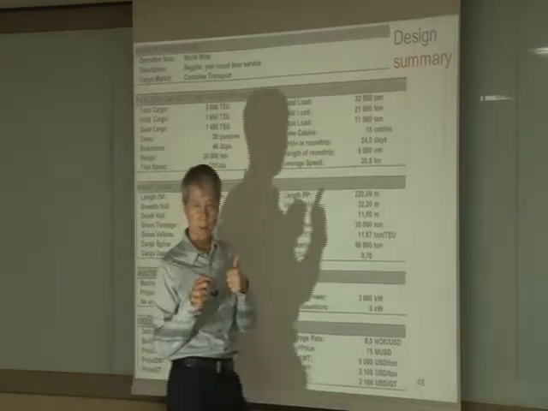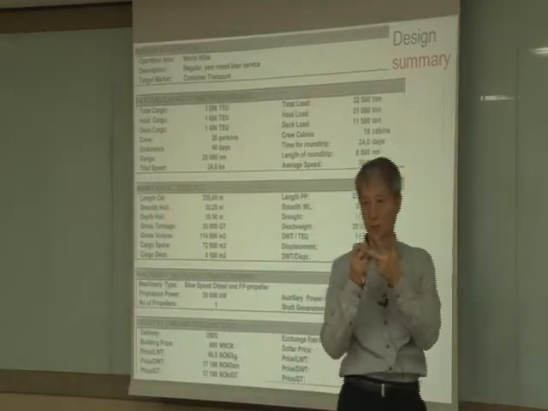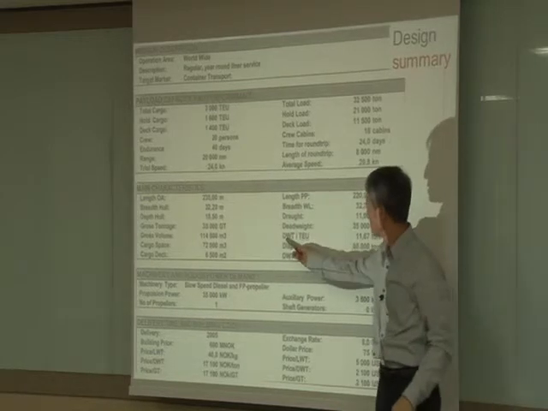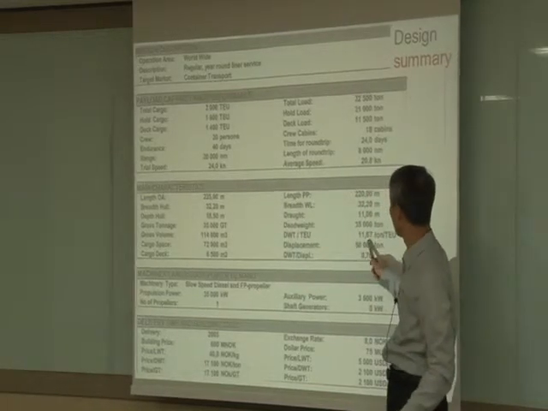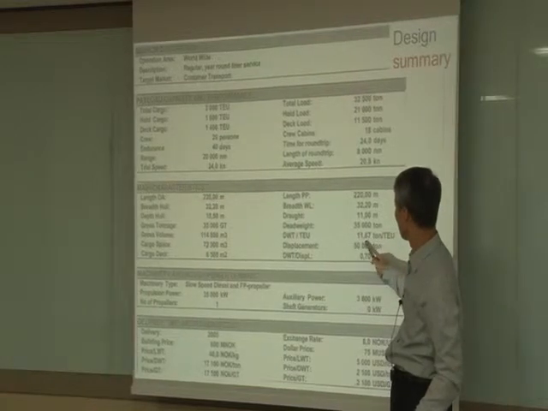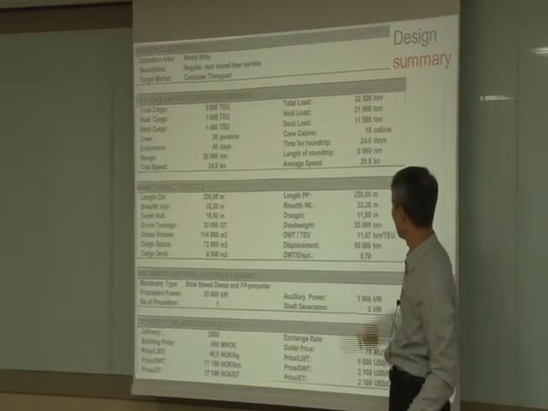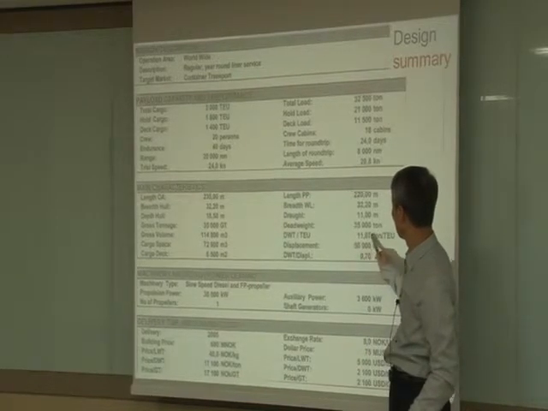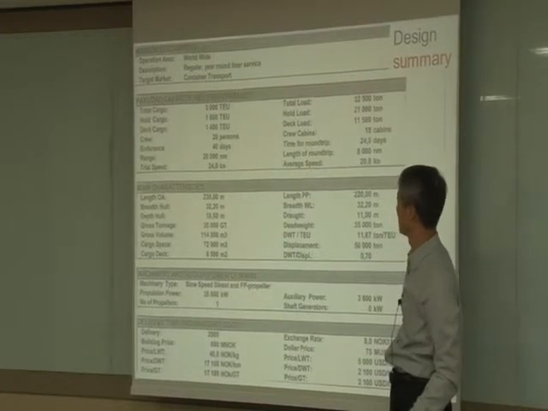Displacement is made of what? Lightweight and deadweight, right? So deadweight is here, in terms of tons, in terms of TEU. But this number is wrong. I guess it should be higher. Probably 11,000, so there should be one more zero there.